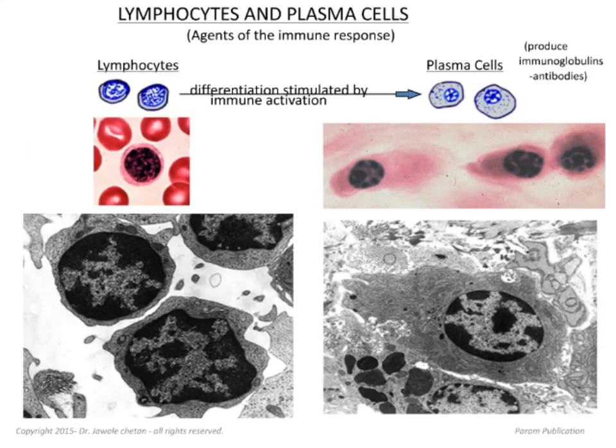Lymphocytes and plasma cells. They are agents of immune response. They are all related to the immunity of our body. Lymphocyte differentiation is stimulated by immune activation. Lymphocytes form plasma cells that produce immunoglobulin antibodies. Under the microscope they look like this. Here is a lymphocyte which, when stimulated, forms these plasma cells.